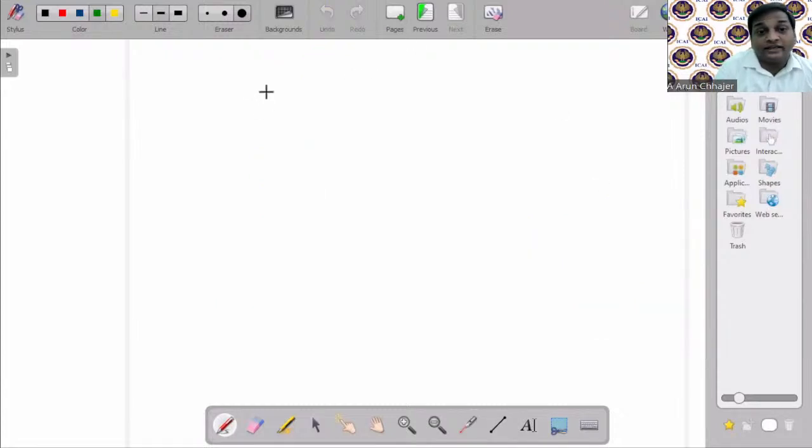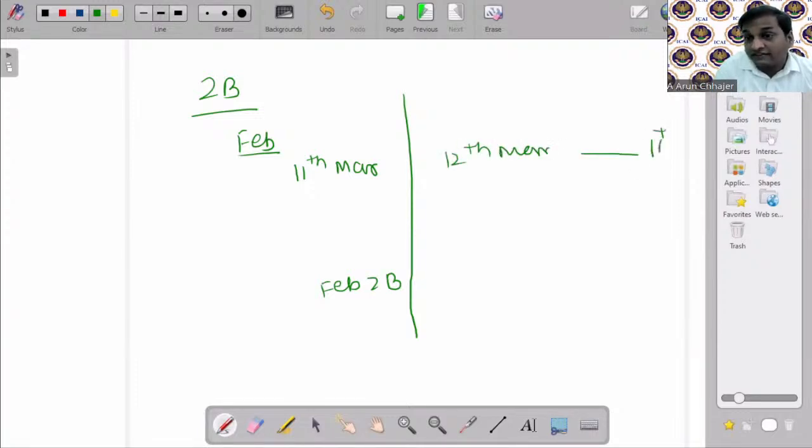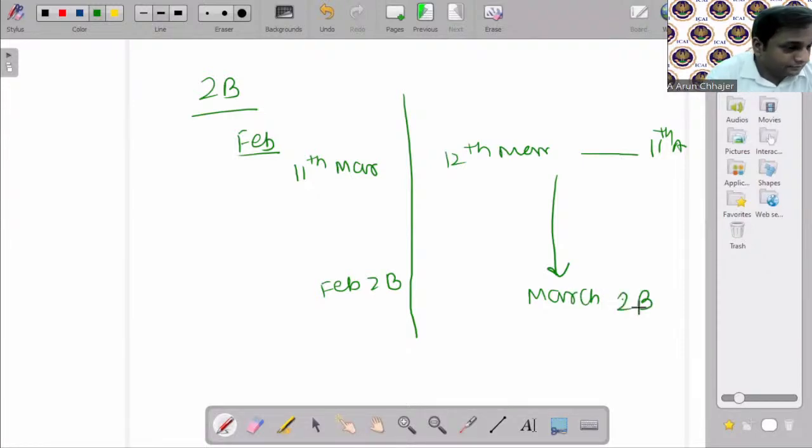But what is 2B? The 2B is a static document which is fixed. If we are talking about Feb month return, and GSTR1 is filed by the due date, it will appear in the Feb 2B. If it is filed after the due date, between 12th March to 11th April, why 11th April? Because 11th is the next month due date. It will appear in March 2B. There will be no transaction in the Feb 2B.